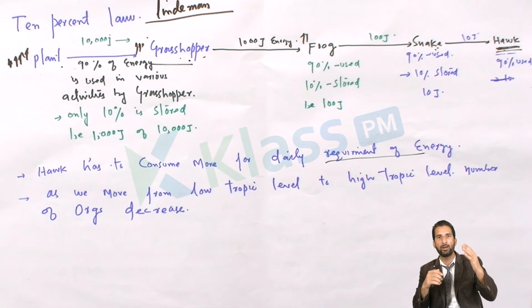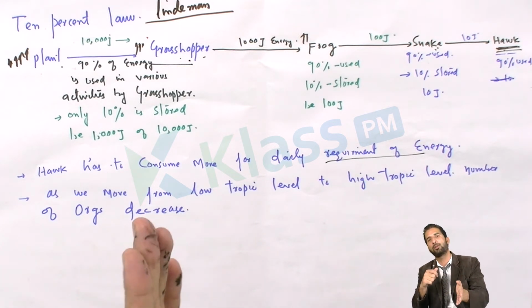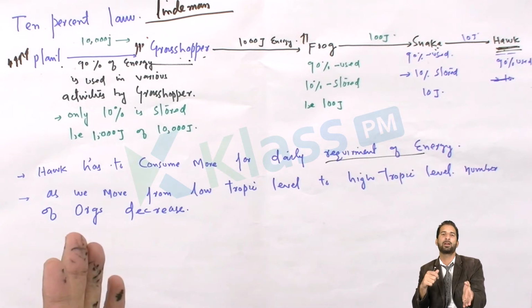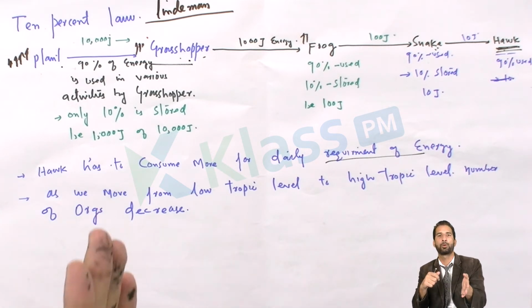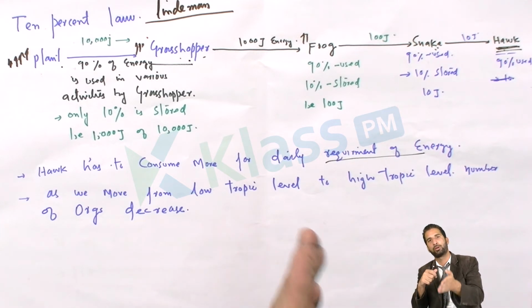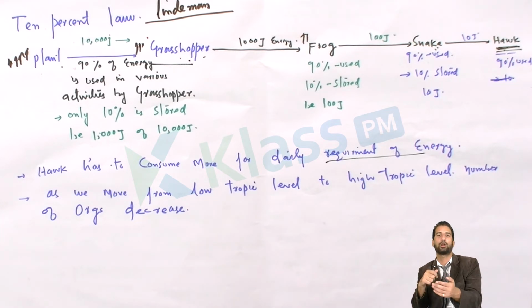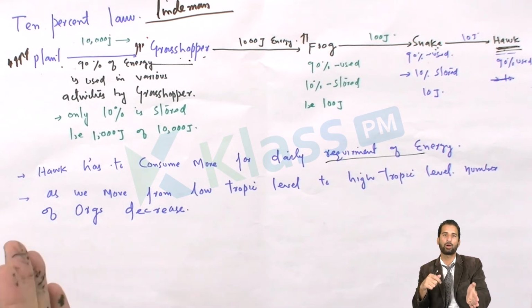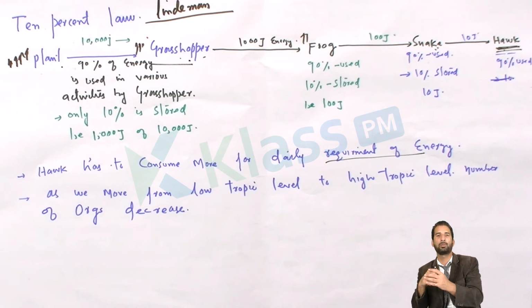According to Lindemann, when energy is transferred from one trophic level to another, from the producer to the herbivore, from the herbivore to the carnivore, and from the carnivore to the omnivores, or when we move from a low trophic level to a high trophic level, only 10% of the energy is transferred. The rest of the energy is dissipated as heat, or is utilized by the living organisms to carry out their own body needs as far as energy is concerned.